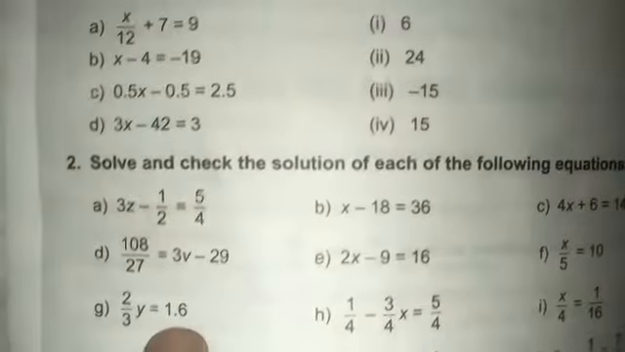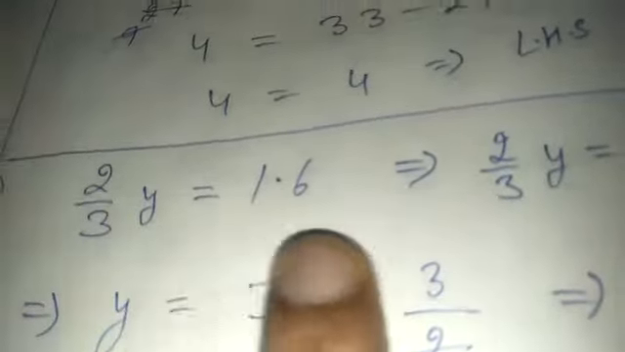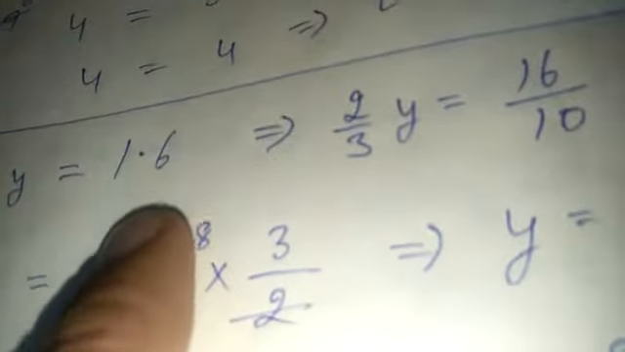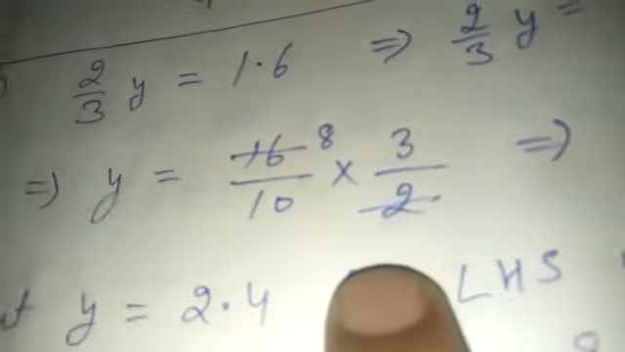2 by 3y is equal to 1.6. This one. So let us see. 2 by 3y is equal to 1.6. Then 2 by 3y is equal to 16 by 10. Again remove the decimal. Now what is y? Because 2 by 3 is multiplied by y, take this 2 by 3 to this side. It will be 3 by 2. So 2 by 3 y is equal to 16 by 10 divided by 2 by 3. Then multiply by 3 by 2.